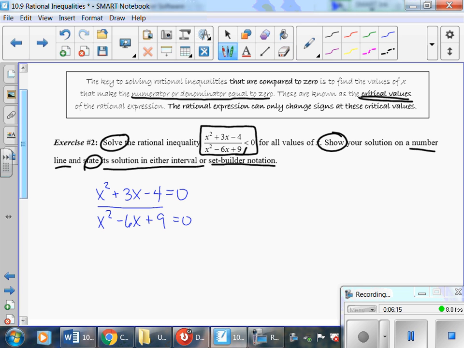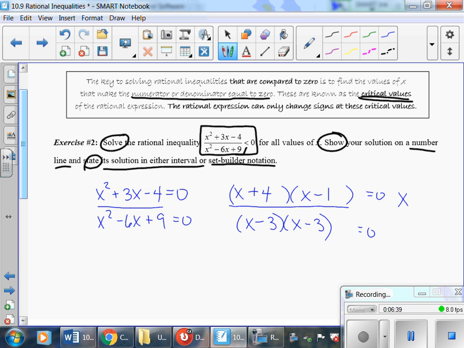So what happens here? I'm going to factor my numerator. And again, you can do this in your calculator. So you get x plus 4 and x minus 1. And over my denominator is going to be x minus 3, x minus 3. So if I take a look at this, my critical values, remember, you're looking at when they're equal to 0. So my critical values for my numerator are x equal to negative 4 and positive 1. And in the denominator, I have a double root, which is positive 3. So these are my critical values.